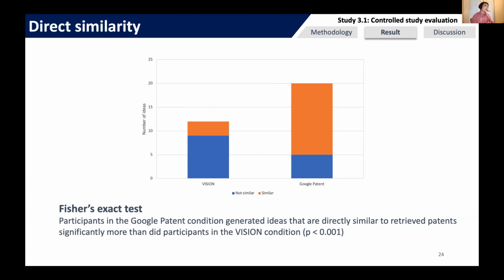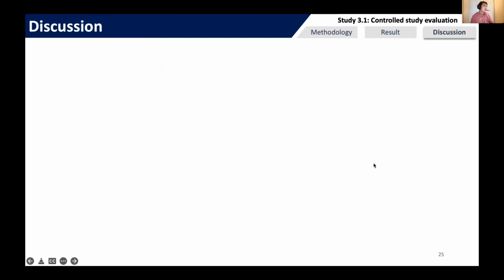And this graph shows that out of 12 ideas that were generated in the Bayesian condition, 3 were directly similar to the retrieved patterns. But for Google patent condition, out of 20 ideas that were generated, 15 were directly similar to the retrieved patterns. And participants in Google patent condition copied the patent designs significantly more than did participants in the Bayesian condition. Now, I want to discuss the findings from the study.